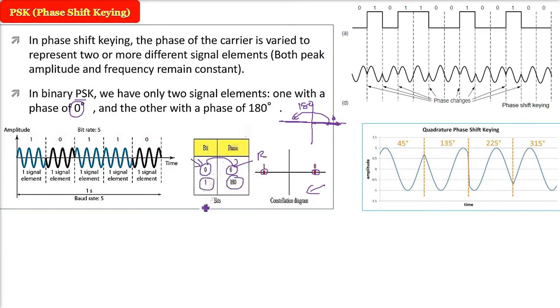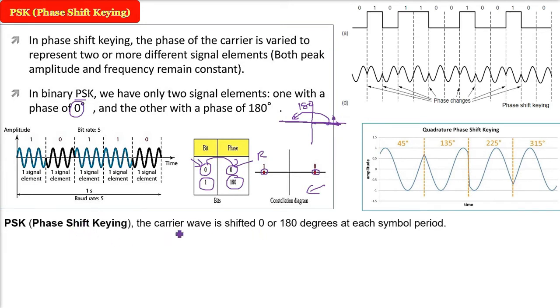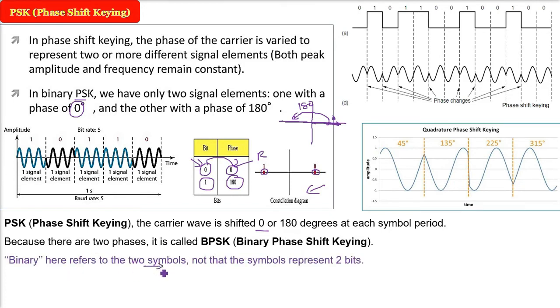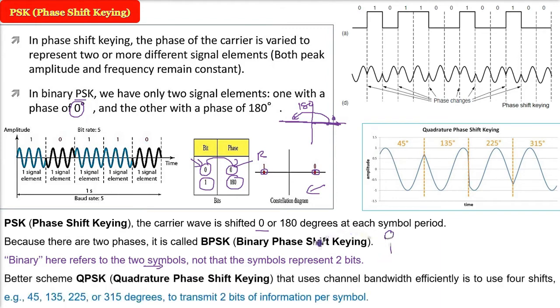So in phase shift keying, the carrier wave is shifted 0 or 180 degrees at each symbol period. And because we have 2 phases here, it is called BPSK or binary phase shift keying. Binary refers to the 2 symbols, not that the symbol represents 2 bits. Okay. So these are PSK and BPSK. But there are better schemes also, like QPSK. First let me tell you about this.